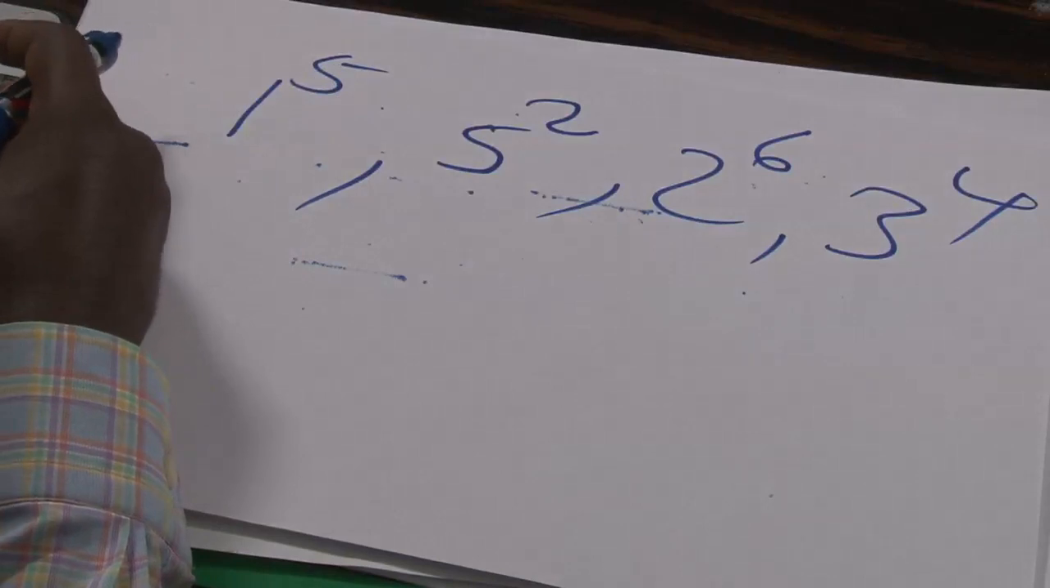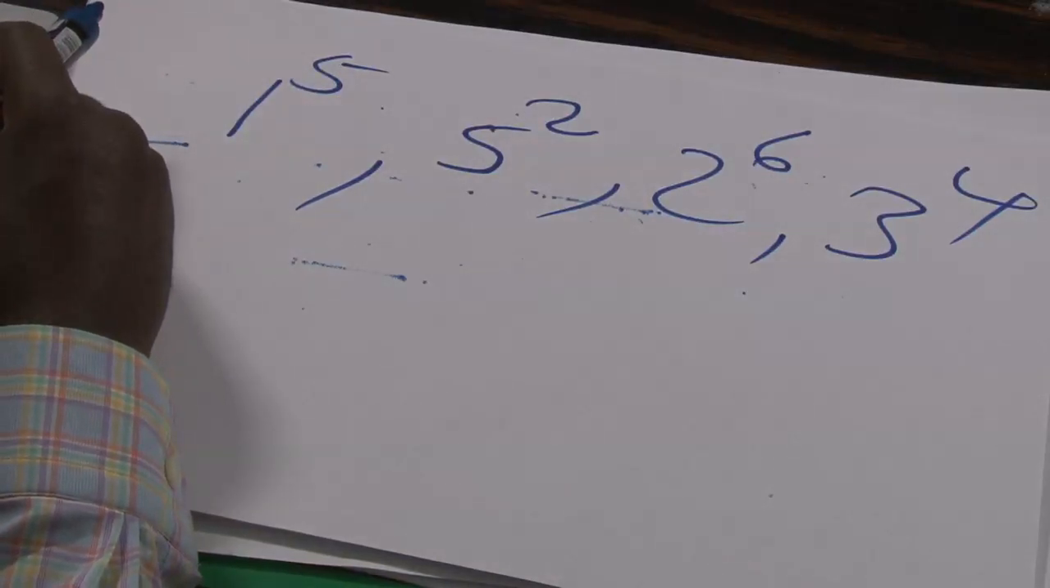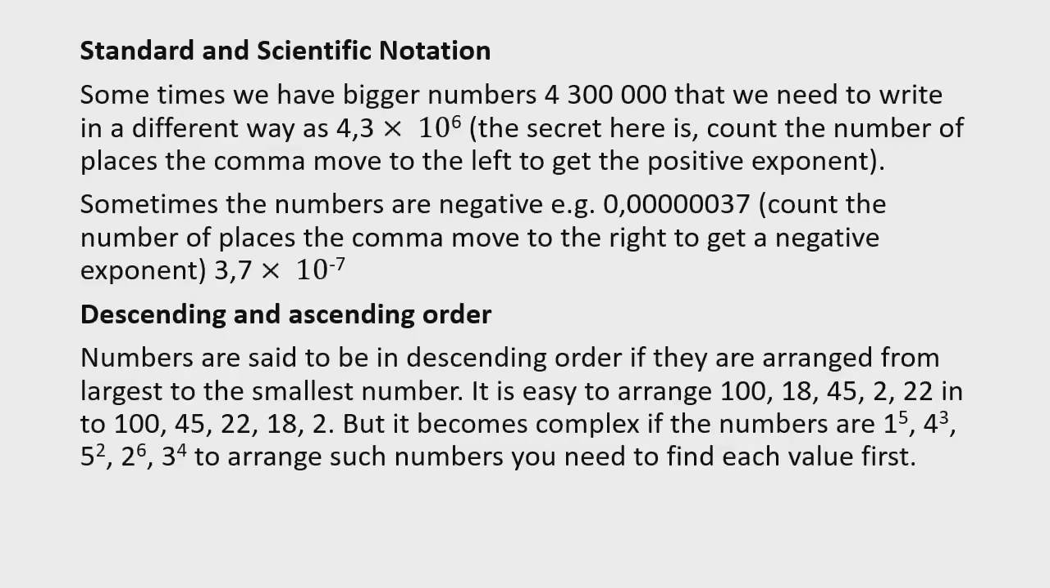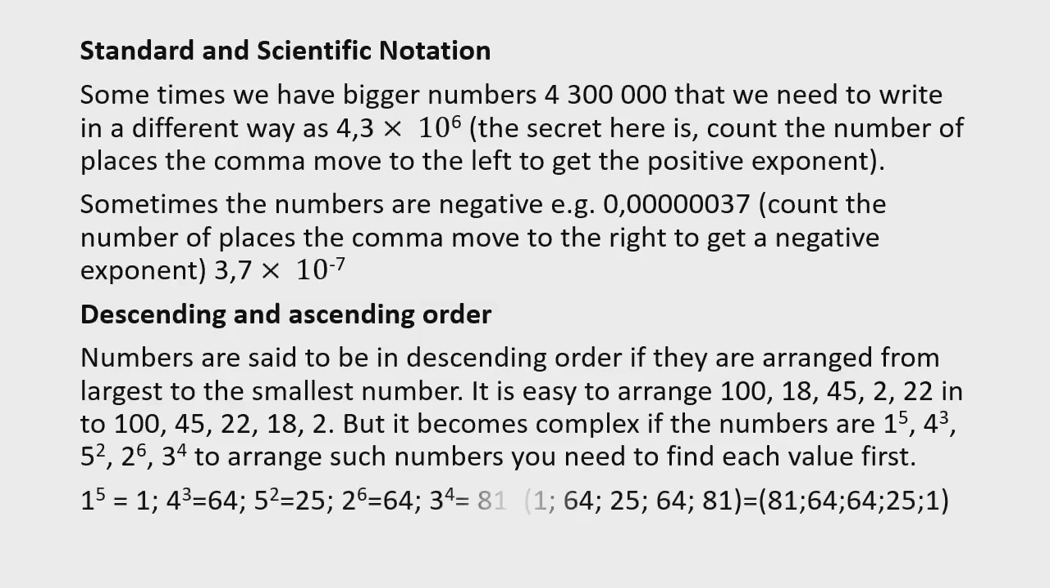So let's see on the drawing what we did. It becomes complex if the numbers are arranged like these ones that we have. For such numbers you need to find each value first. Now when you find each value, you see that 1 to the power 5 is equal to 1, because it's 1 times 1 times 1 times 1 times 1, and it stays 1. And then 4 to the power 3 is 64. And then 5 to the power 2 is 25, 2 to the power 6 is 64, and 3 to the power 4 is 81.